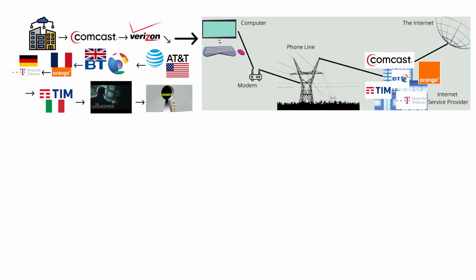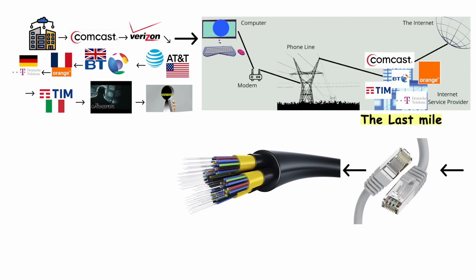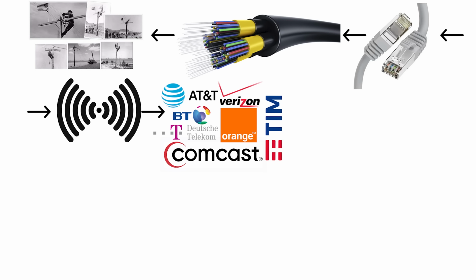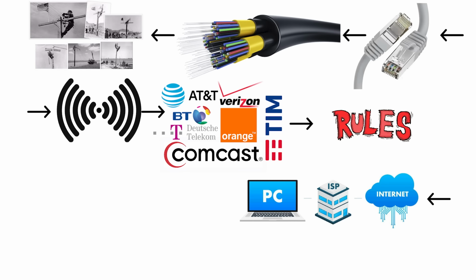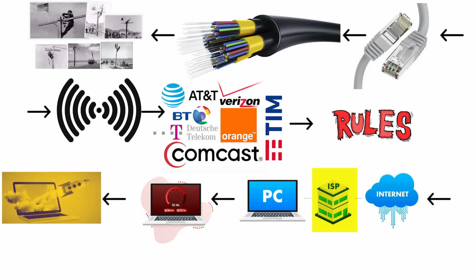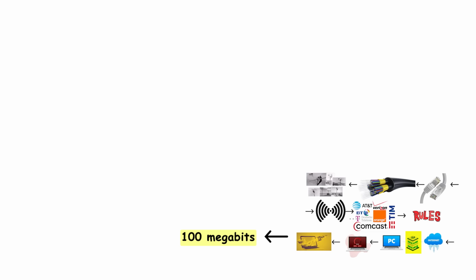Your ISP controls what's called the last mile, the physical connection from their network to your home. That could be a cable line, fiber optic, old copper phone lines, or even wireless signals. They own that connection, and they decide the rules for it. Here's what your ISP controls. They decide how fast your internet is, that speed you're paying for, 100 megabits, 500 megabits, a gigabit. That's a limit they set.